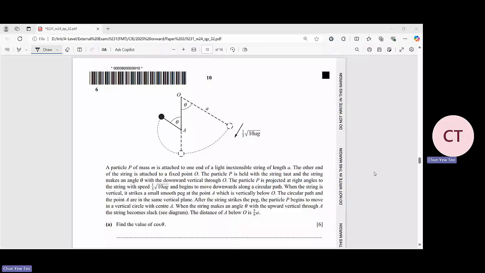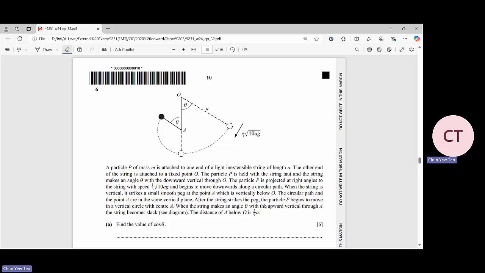A particle P of mass m is attached to one end of a light inextensible string of length a. The other end of the string is attached to a fixed point O. The particle P is held with the string taut, and the string makes an angle theta with a downward vertical through O. The particle P is projected at right angle to the string with a speed of 1 over 3 sec 10ag, and begins to move downward along the circular path. When the string is vertical, it strikes a small smooth peg. There's a small smooth peg over here.